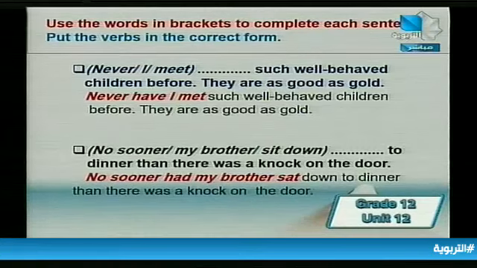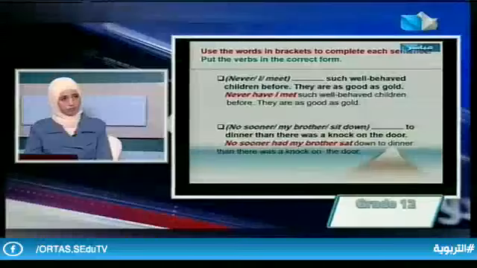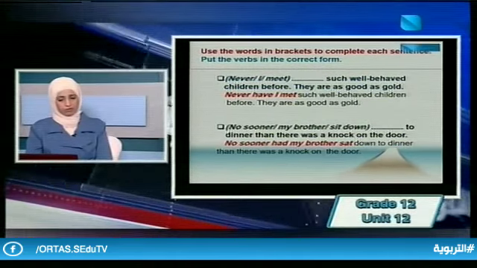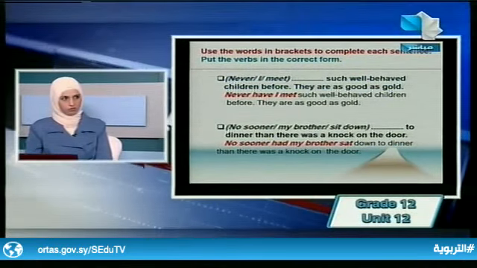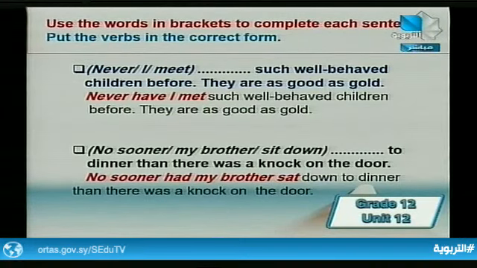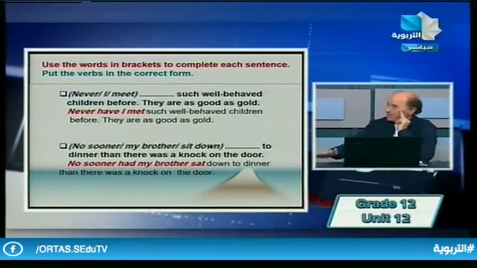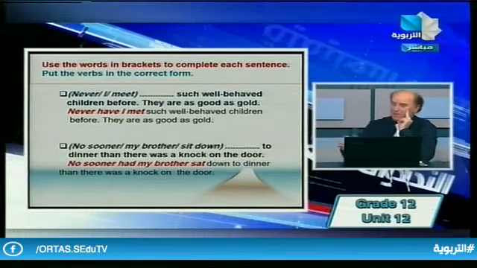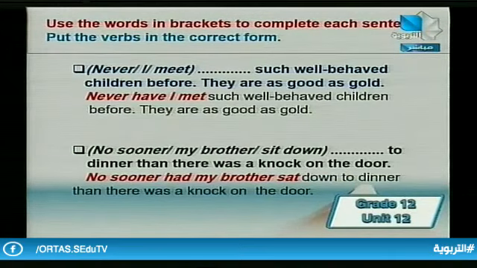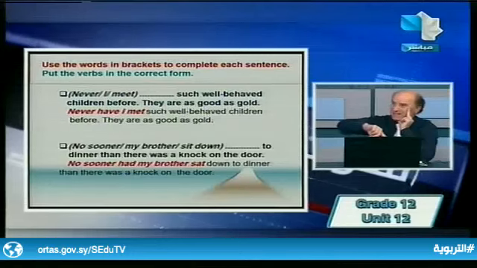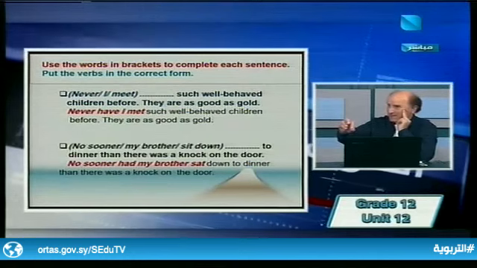No sooner had my brother sat. Here we use past perfect, but we can also use past simple here. We can say, no sooner did my brother sit down. Exactly, we agree with you. We have two choices, we can use either past simple or past perfect. Very nice. No sooner had my brother sat. Had my brother, my brother had sat. The original sentence, okay?